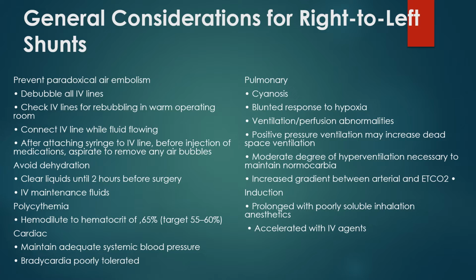Of course, in any child it's poorly tolerated, but pulmonary, you're going to have cyanosis and a blunted response to hypoxemia. You're not going to have the typical increase in minute ventilation from hypoxia. You have VQ abnormalities, and positive pressure ventilation can increase dead space ventilation as well. So a lot of things are affecting pulmonary. Your induction changes a lot. You have prolonged inhalation anesthetic induction with right to left shunts, and it's accelerated with intravenous agents.